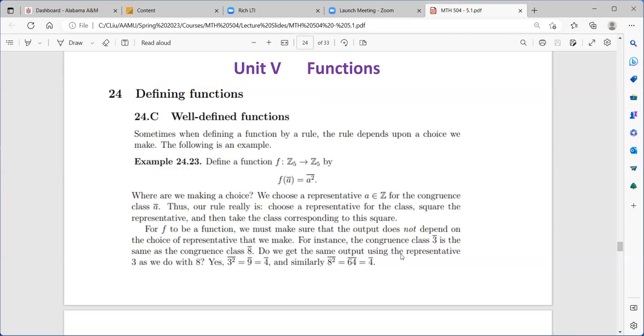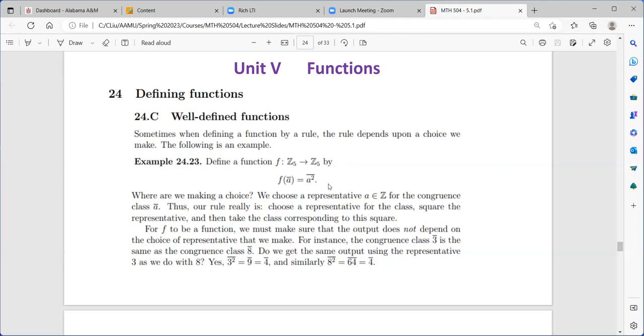So do we get the same output using the representative 3 as we do with 8? For example, if we choose 3 as the representative, then the square of 3 is 9, and then you divide by 5. The remainder is 4. So we get the class of 4 bar. If you choose 8 as the representative from the class, and square it, you get 64, 8 times 8. And 64 divided by 5, the remainder is 4.